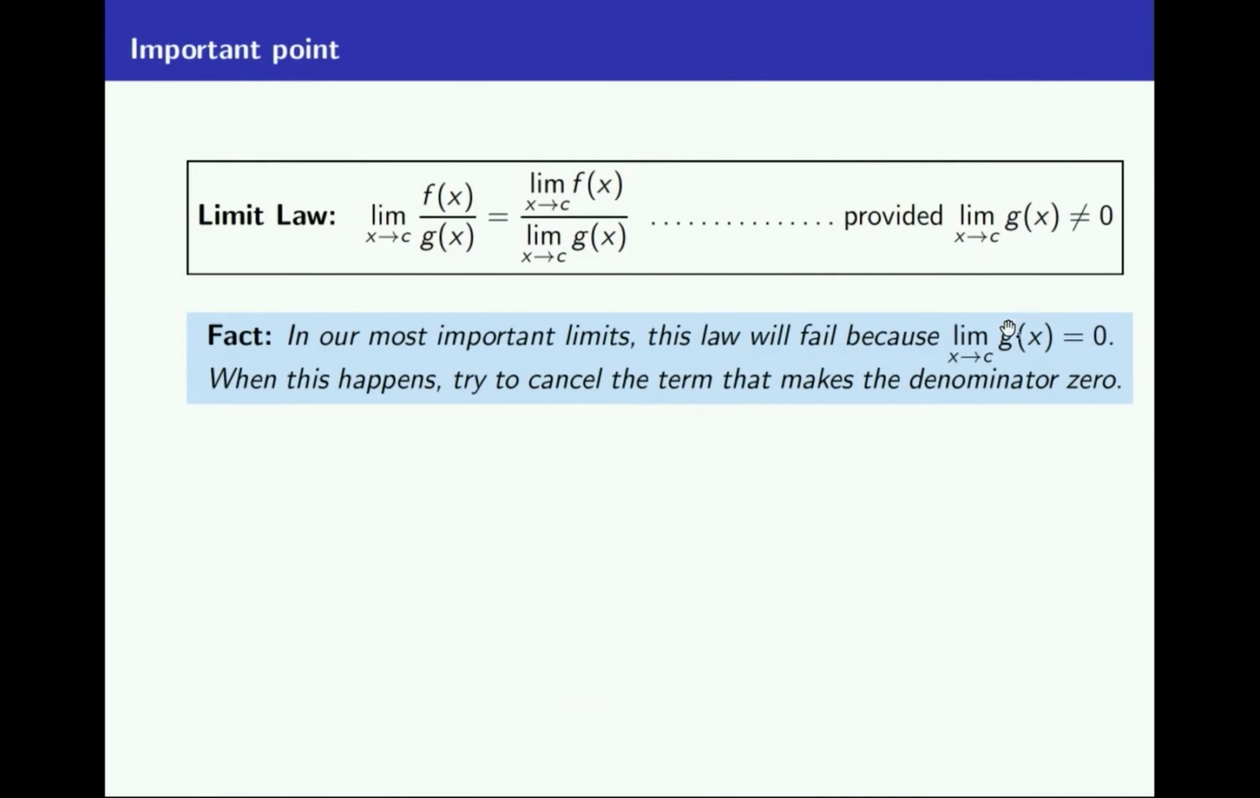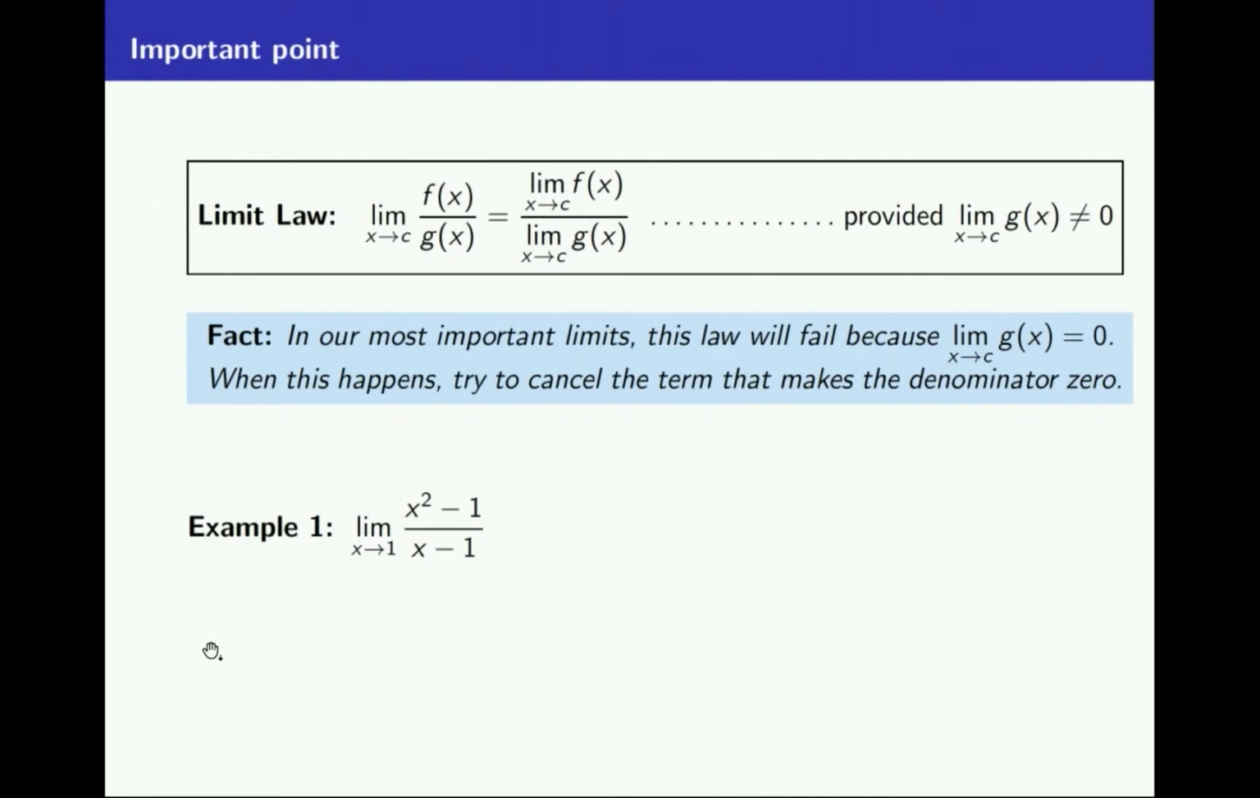It will not apply. When this happens, your strategy will always be to try to cancel the term that makes the denominator 0, the term that was giving you a 0 in the denominator. We're going to work a bunch of examples now, where in every single example, we'll cancel the term that's making the denominator 0. And in every single example, this law will fail, and we'll have to overcome it with an algebraic simplification.